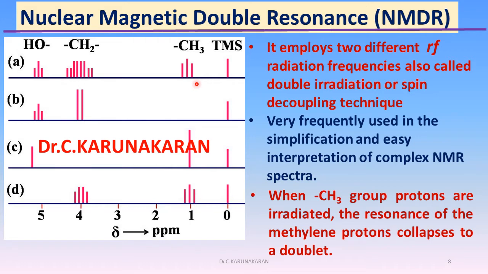When the methyl proton is irradiated, it collapses and the signal disappears, and also the CH3 proton does not couple with the methylene protons. Therefore, the methylene proton couples only with the OH proton to give a doublet.